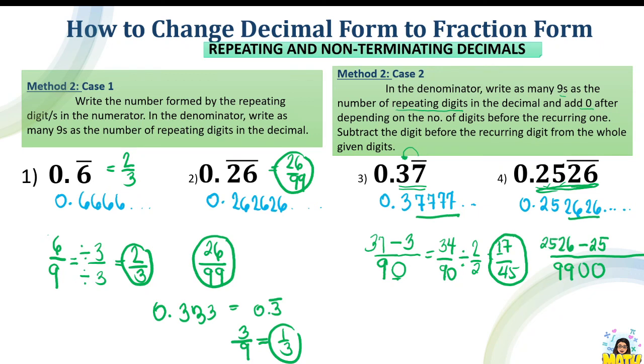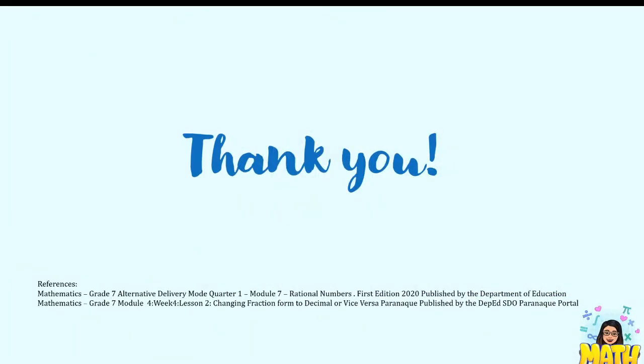2,526 minus 25, that is 2,501 all over 9,900. So, I think there's no number that can divide the numerator and denominator. Wala na tong simplest form, which means this is the fraction form of this decimal. So remember that this method only applies to repeating and non-terminating decimals. So thank you for listening.